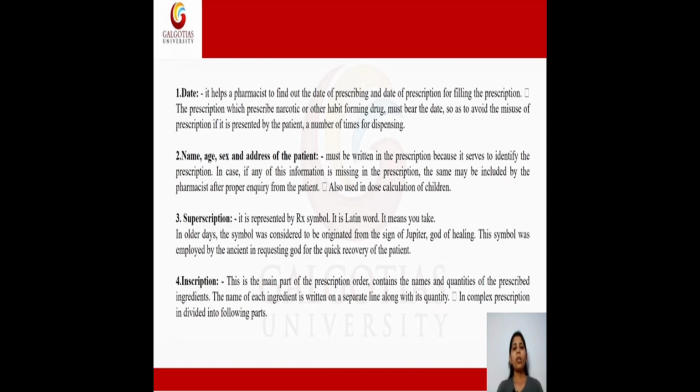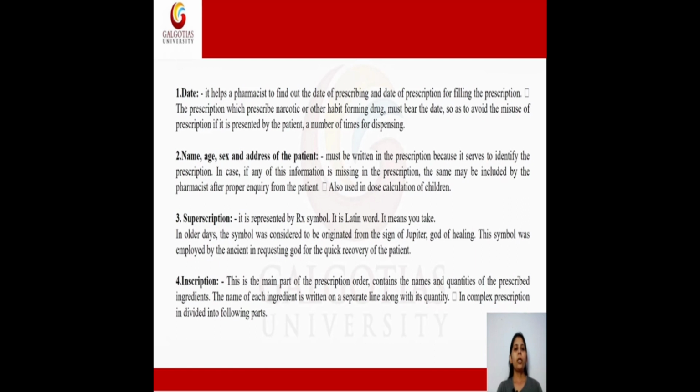In case by mistake anyone forgets to mention the name, age, sex and address of that particular patient, then the pharmacist should ask the patient or the medical practitioner and then must add that information on the prescription. After that, this information is also used in dose calculation for a child.